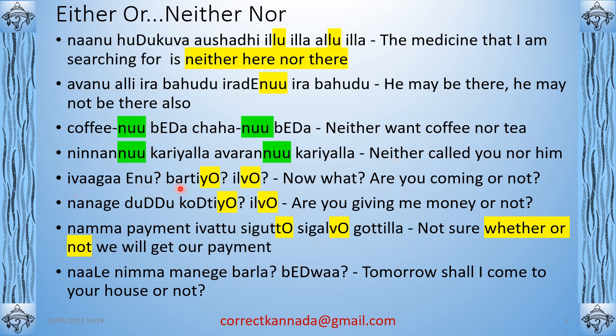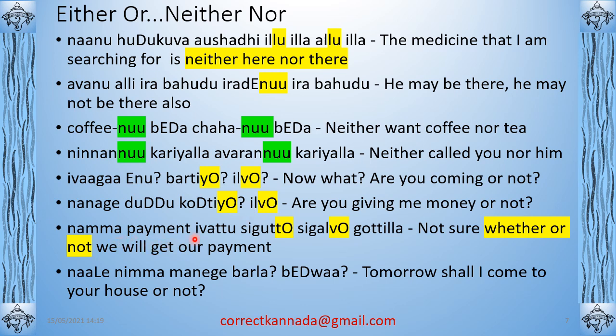Okay. ಇವಾಗ ಏನು? ಬರ್ತೀಯೋ ಇಲ್ವೋ? Right? Now what? Ivaga means now. Now what? Are you coming or not? Okay. So this is your either or. Bartiyo ilvo. So this is how they will say. Are you coming? Are you not coming? Bartiyo ilvo. So nanage duddu kodtiyo ilvo means are you giving me money or not? You're trying to ask the person to choose between the two.